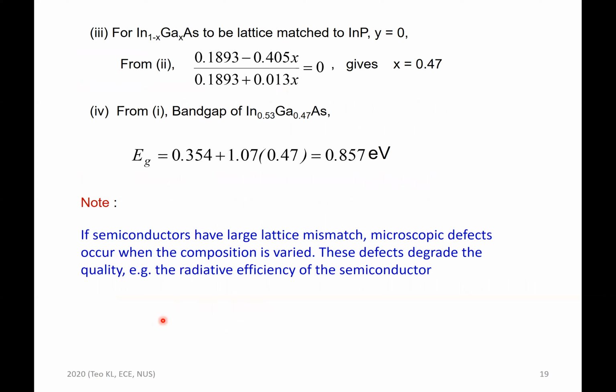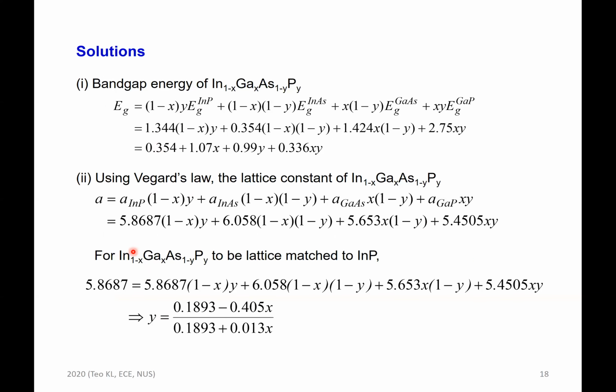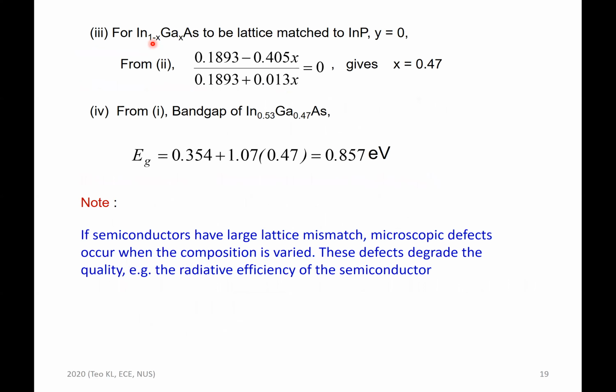Next, I want to find the composition of indium gallium arsenide lattice matched to indium phosphide. Now, if you look at indium gallium arsenide phosphide, how do I make it become indium gallium arsenide when there's no phosphorus? If there's no phosphorus, that means Y is 0. So Y is 0, and I will have just indium gallium arsenide. It just depends on the composition of gallium and indium. So that is when Y equals 0.